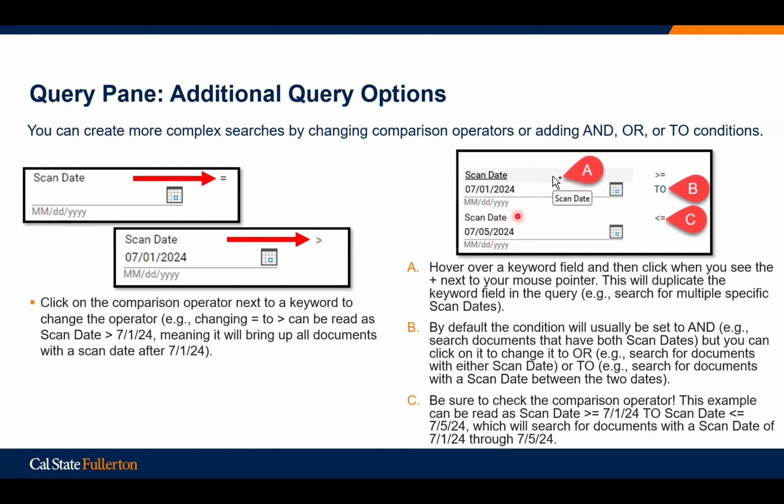So the way this is reading right now is the scan date is July 1st, 2024 through July 5th, 2024. So it's going to show me all documents with a scan date of July 1st through July 5th. Again, you can play around with these if you want to create more complex searches, but you certainly don't need to worry about this if you're doing a simple search.